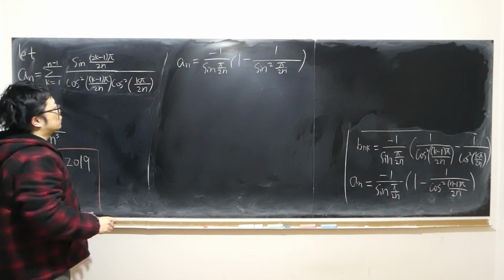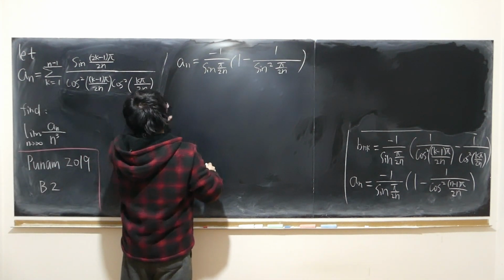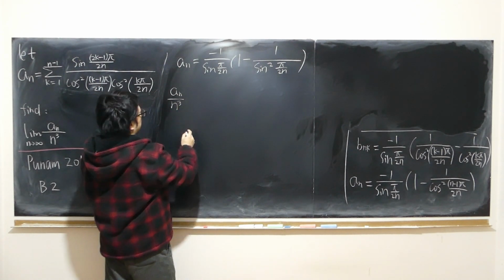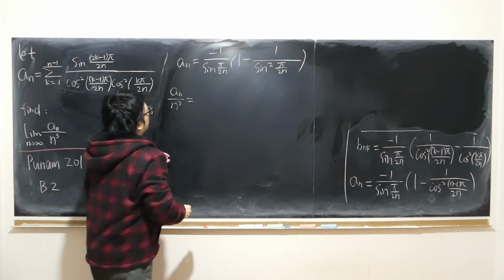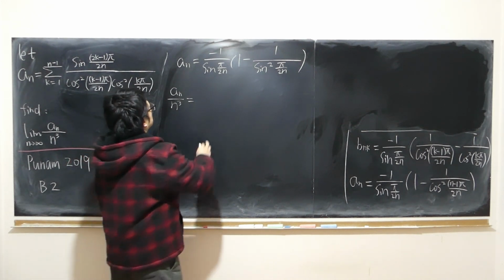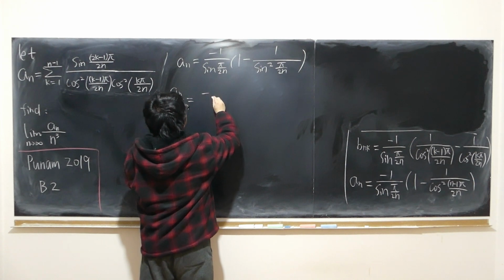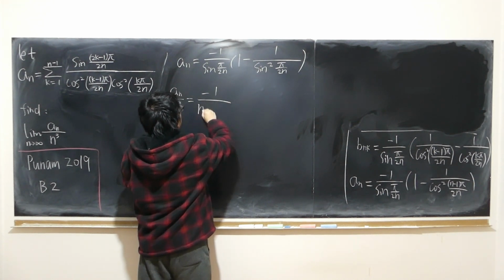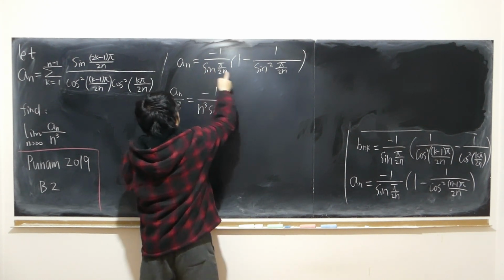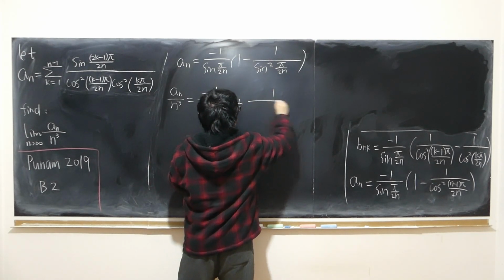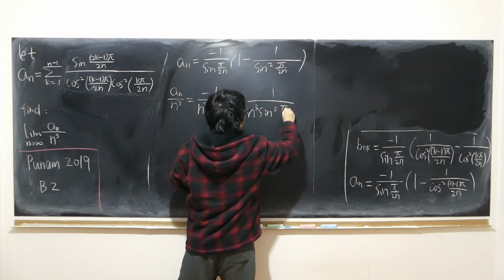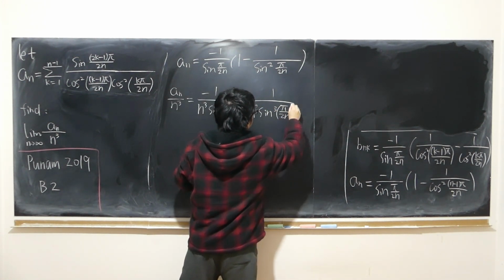Right, then we divide by n cubed, then take n to infinity. Right, first term, what do we have here? So this term negative, n cubed sine pi over 2n plus 1 over n cubed, also sine cubed, pi over 2n. Right?